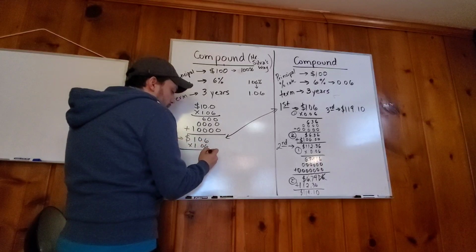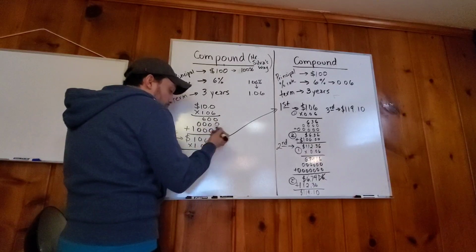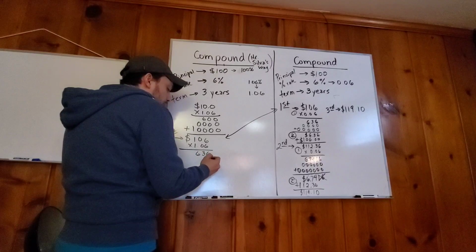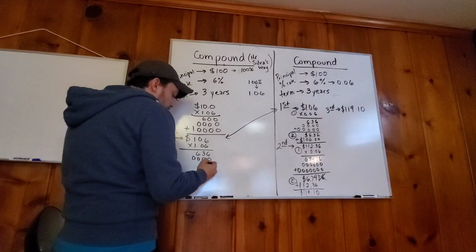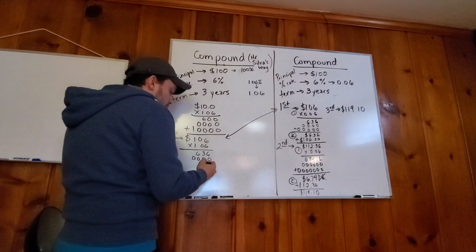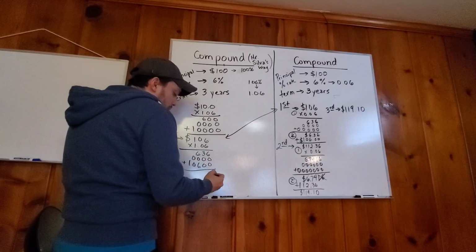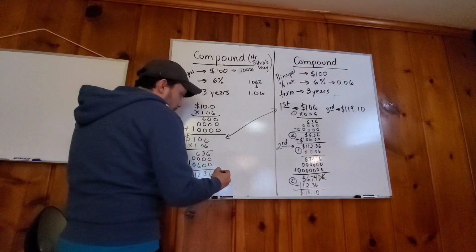Well, 6 times 6 is 36, and a 3 goes up. 0 times 6 is 0, plus 3 is 3. 6 times 1 is 6. Placeholder. 0 times 0 is 0, 0 times 6 is 0, 0 times 0 is 0, 0 times 1 is 0. Two placeholders. 1 times 6 is 6, 1 times 0 is 0, 1 times 1 is 1. 6, 3. 6 plus 6 is 12, and a 1 goes up. Wow, look at that.